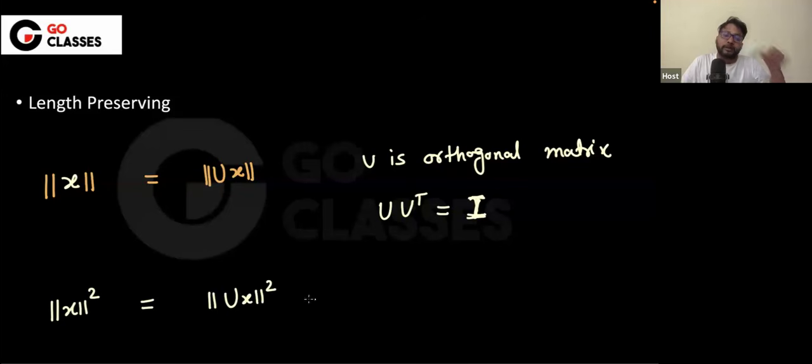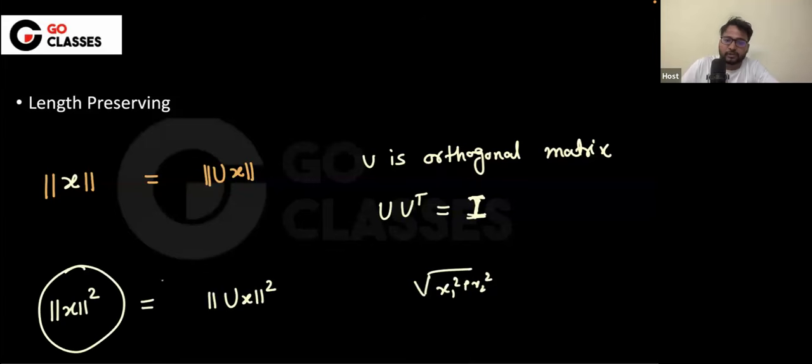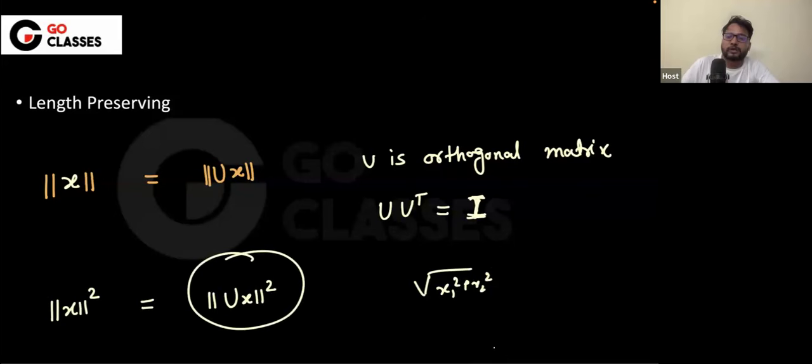Okay. Can I prove like this? So basically, I will be going through this proof that the length of the vector, which is the square root of x1 square plus x2 square, or I'm just proving that the length of x square is x1 square plus x2 square, and I also want to prove that the length of ux square is also x1 square plus x2 square. Okay. This is the proof that I want to do.